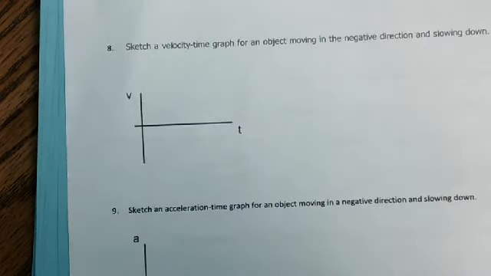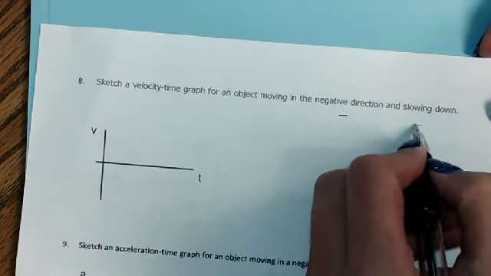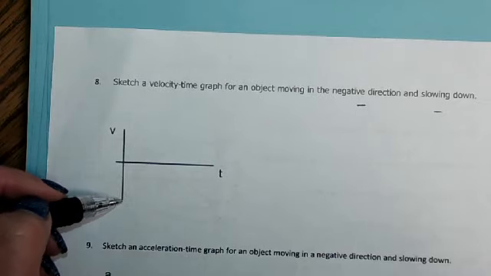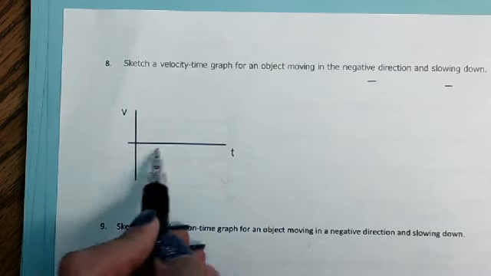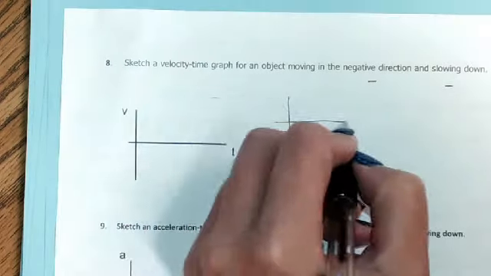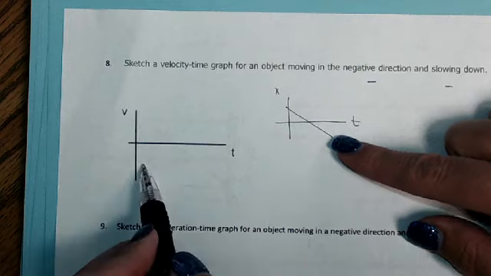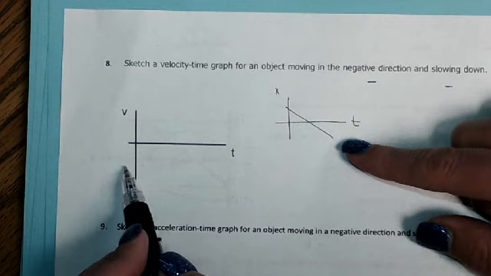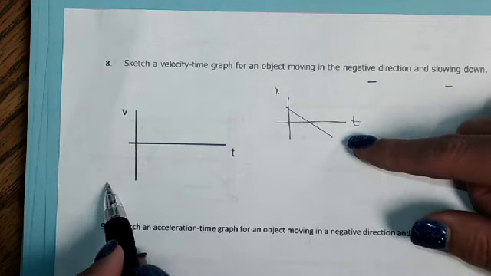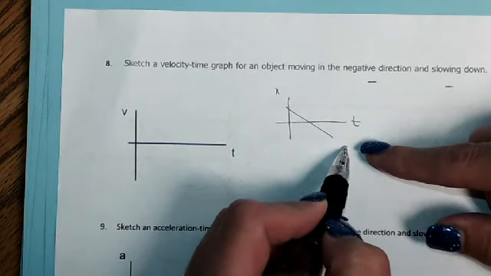Okay, number 8. Sketch a velocity time graph for an object moving in a negative direction and slowing down. Okay, so here's my velocity time graph. In order for you to be going in a negative direction on a velocity time graph, it has to be in this region. Okay, if you have a negative slope on a position time graph, you're going in a negative direction. But over here, you have to be down here to be going in a negative direction, because this is not location. It's, hey, is it a positive velocity or a negative velocity? Okay, you can start on the positive side and walk to the negative side.